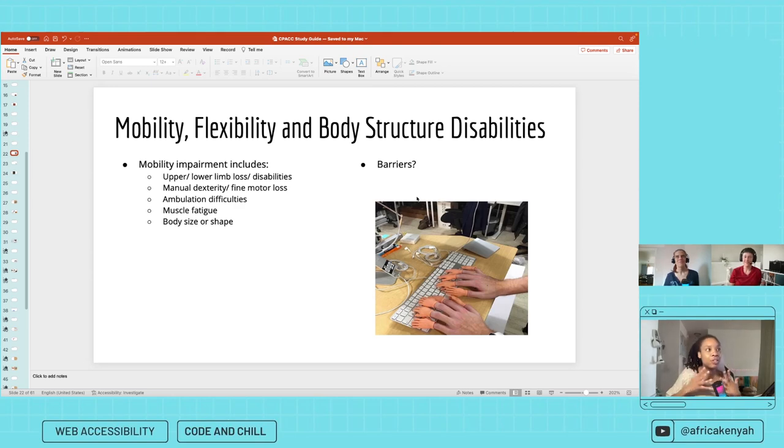Mobility, flexibility, and body structure disabilities. So this would be a really large population of people. I think almost all of us at some point will have some type of mobility issue. Somebody in the Discord said that they heard a talk and the presenter was saying that unless you die suddenly, you will be disabled at some point. Period. Yes. I would even say, if you're including temporary disabilities, that shoots much higher. Well, yeah. I think that number does include temporary disabilities. Because it's everybody at some point. Yeah. We will all be disabled at some point in life. It is what it is.